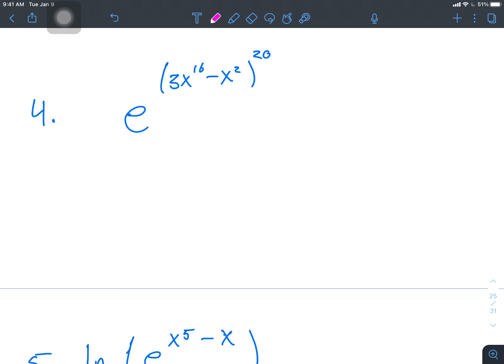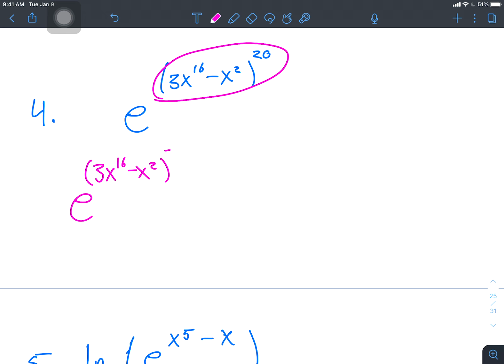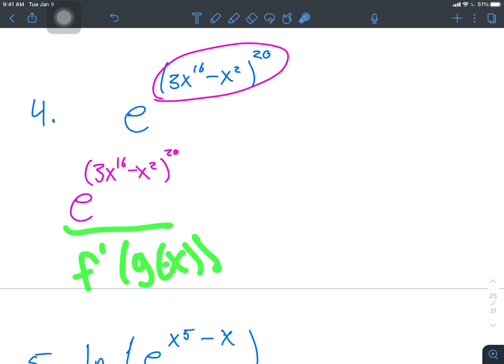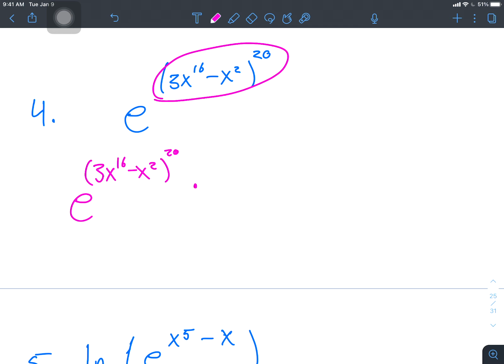What I would do is leave this part alone and do the derivative of e to the z. Well, the derivative of e to the z is just itself. So the first part of this is just to rewrite. This is my f prime of g of x. Now what do I need to multiply by? I need to multiply by the derivative of this function.